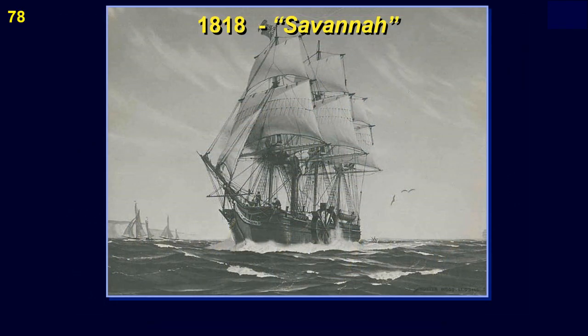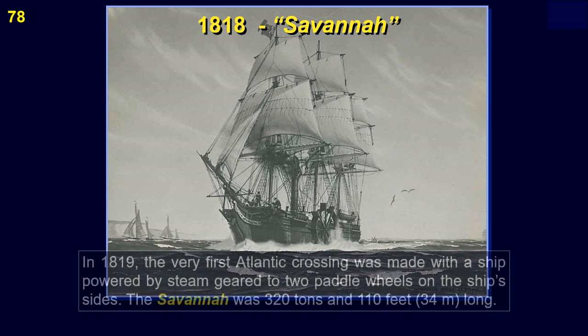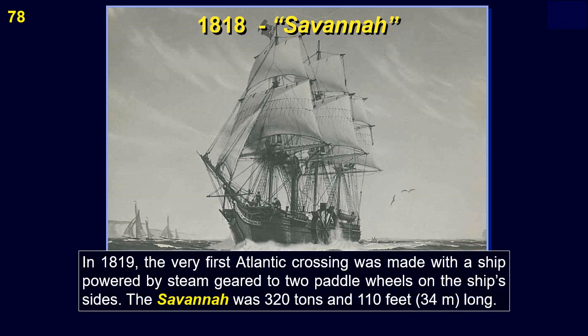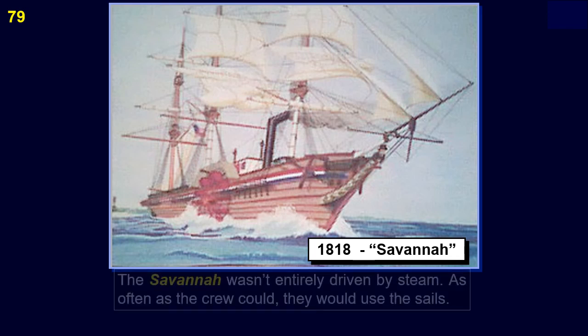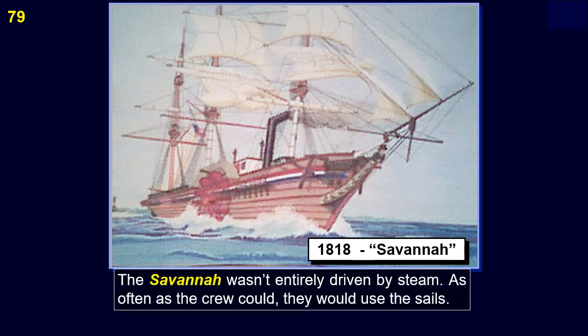In 1819, the very first Atlantic crossing was made with a ship powered by steam geared to 2 paddle wheels on the ship's sides. The Savannah was 320 tons and 110 feet, 34 meters, long. The Savannah wasn't entirely driven by steam. As often as the crew could, they would use the sails.